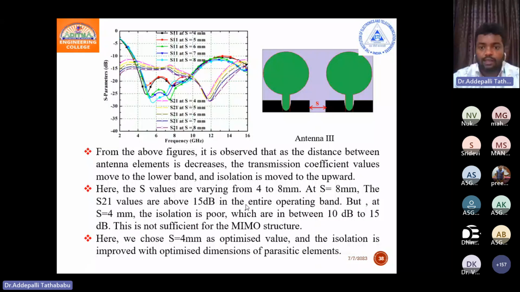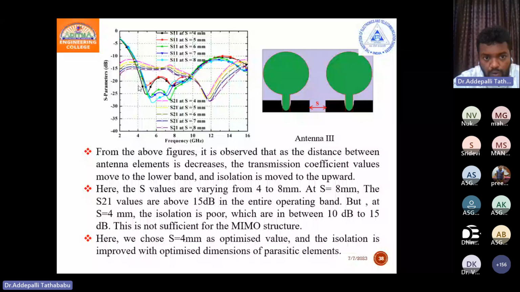Yeah. So here antenna 1 is designed, operating at 4, and another antenna is placed here. Now my intention is a MIMO design. So the spacing between the 2 elements, I want to reduce the spacing between the 2 elements. You can observe here, S is the spacing: 4, 5, 6, 7, 8. Looking at S11, 4, 5, 6.